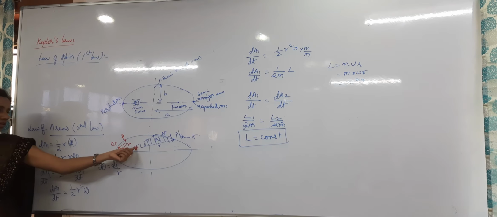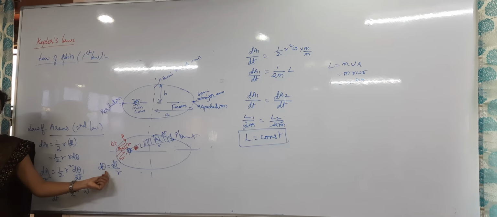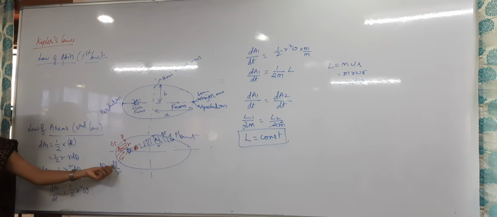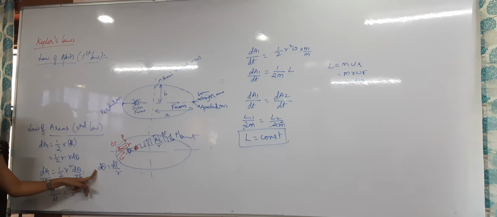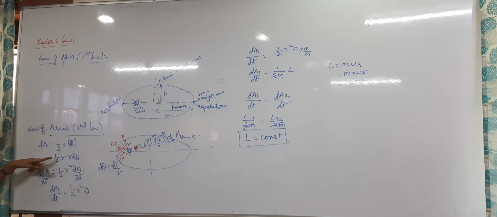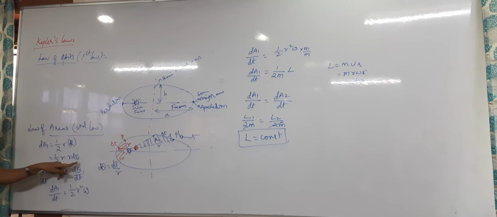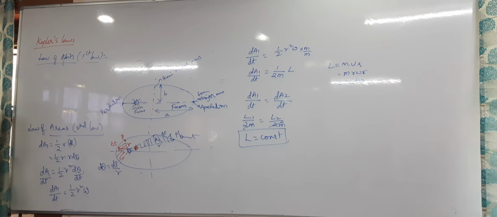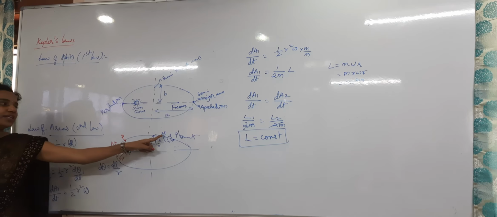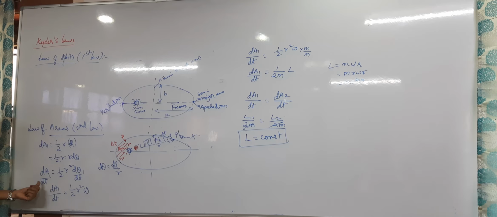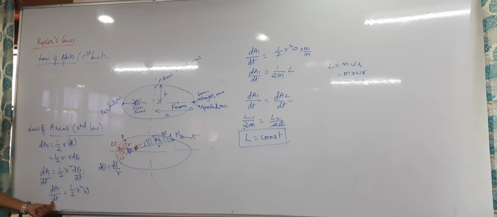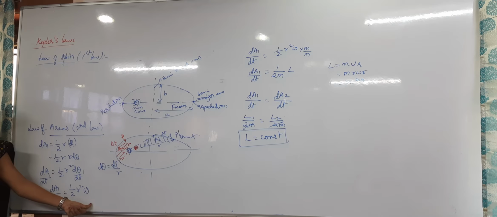From the sector, I can write dθ = dl/r only. Theta is arc length by radius. Then dl = r dθ. Now 1/2 into r into, in the place of dl, I have written r dθ. So half r² dθ, divided by dt. Why am I doing this? Because I am saying in how much time interval it is covering: delta t time. Now dA1/dt, however, is constant only, that is equal to half r² ω.